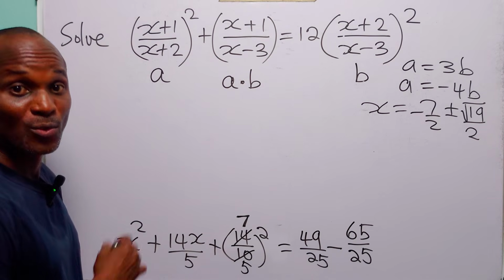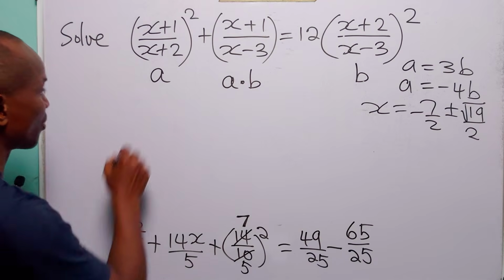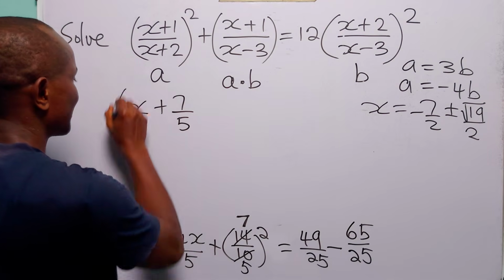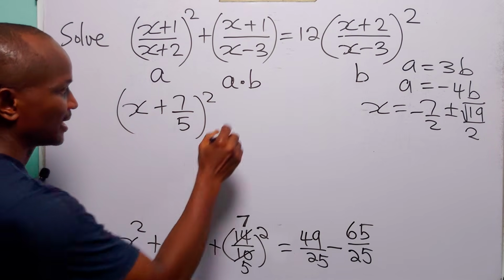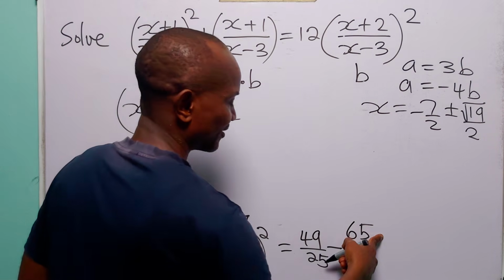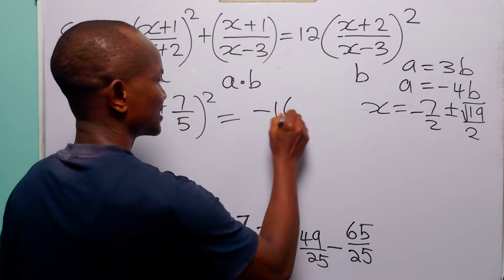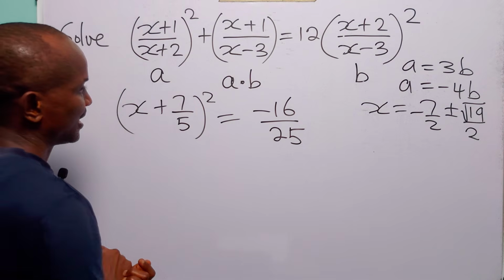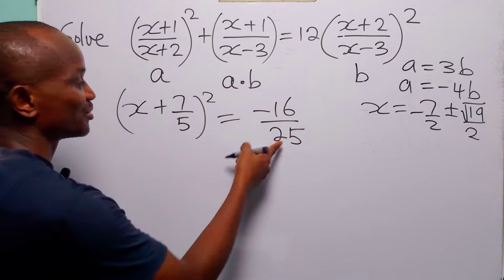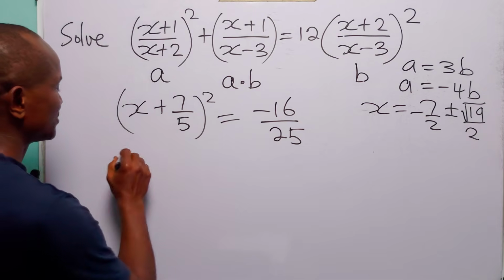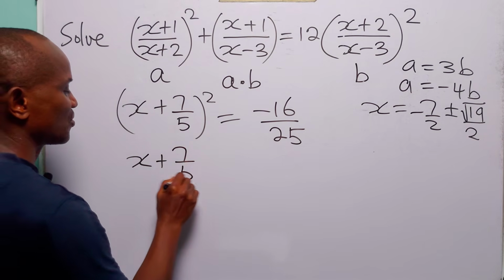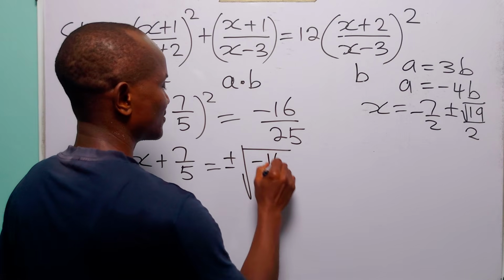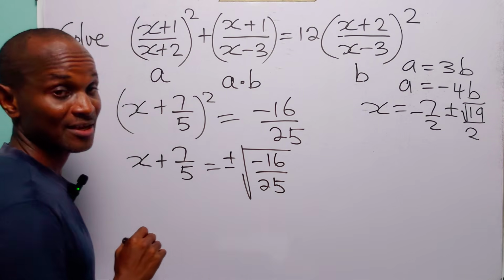And now we have a perfect square on the left hand side of the equation. So we take 1x and we take 7 over 5 and we square. Now this is equal to 49 minus 65, which is minus 16. Of course, we have 25. And of course, the last step is to take the square root of both sides of this equation. When we do that, we have that x plus 7 over 5 is equal to plus or minus the square root of minus 16 over 25.